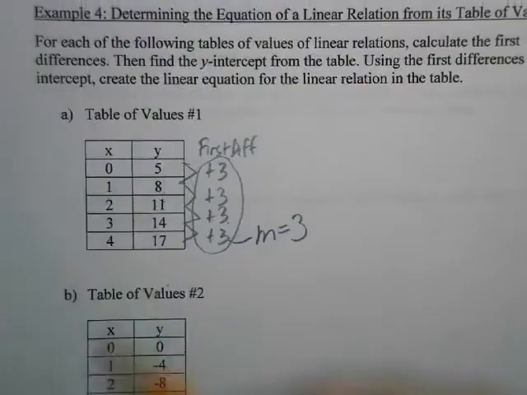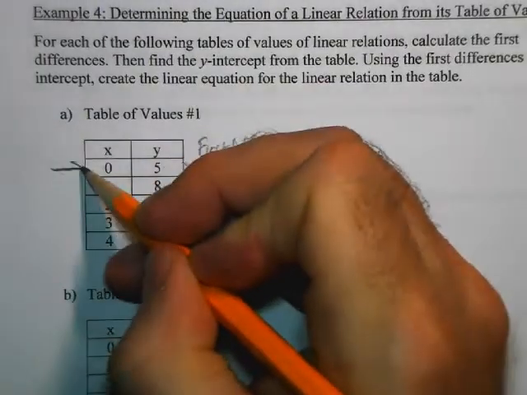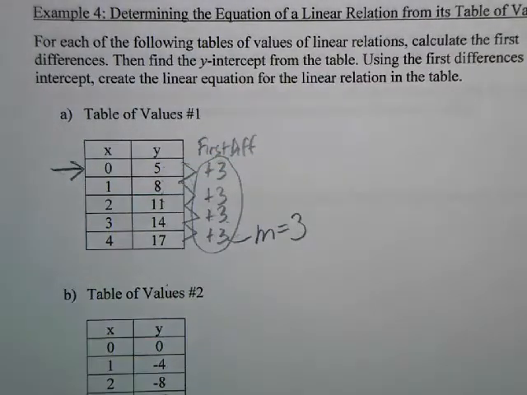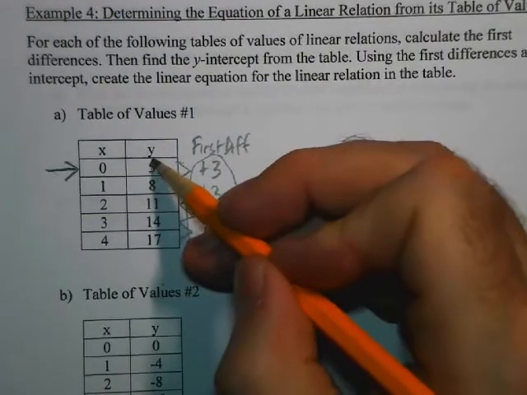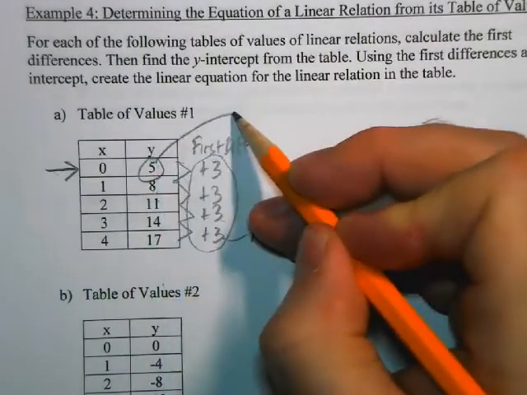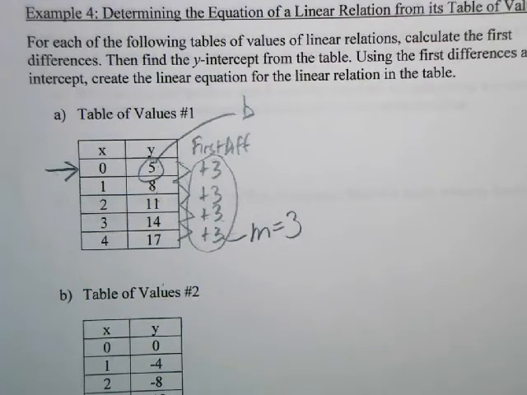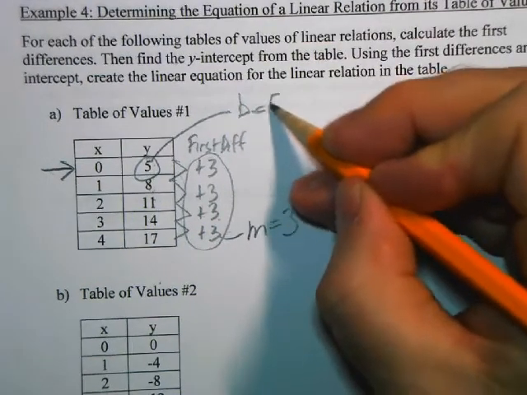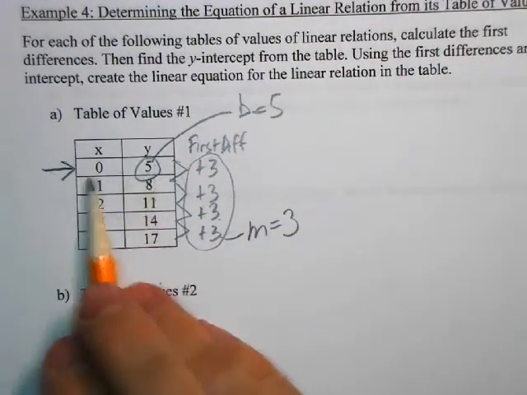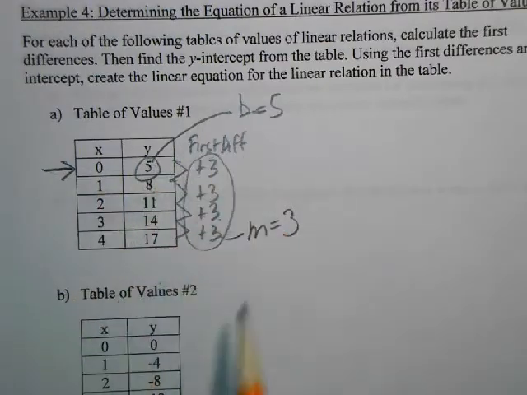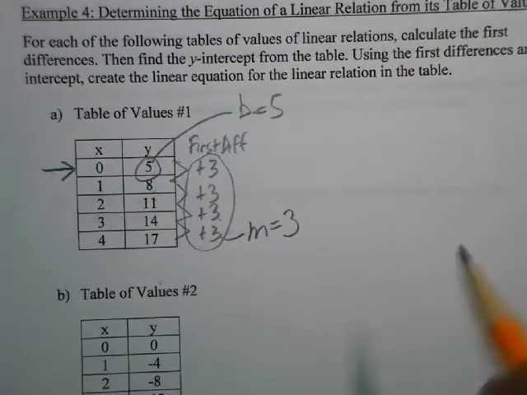Well, we go and look for the entry where x is equal to 0. Okay, and whatever the y value is there, well, that's our b value. So our b value is equal to 5, just by finding that x equals 0 entry, and we know our slope from the first differences.